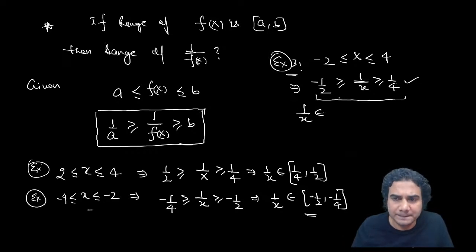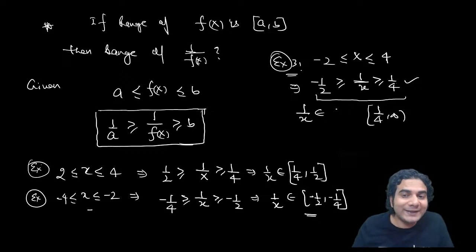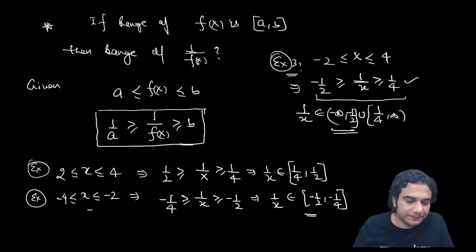Done. So it is greater than 1 by 4, that means 1 by 4 to infinity. Or less than minus 1 by 2, that means minus infinity to minus 1 by 2. And perfect, that is the answer. So in this way we can find the range of the reciprocal of a function if you know the range of some function. For example, let me give you another example.